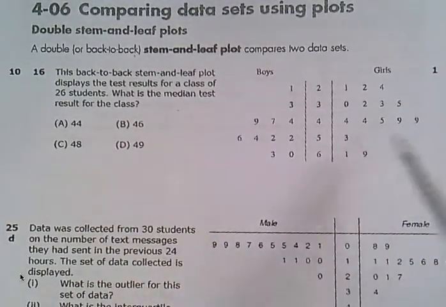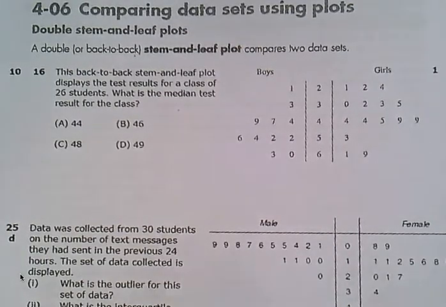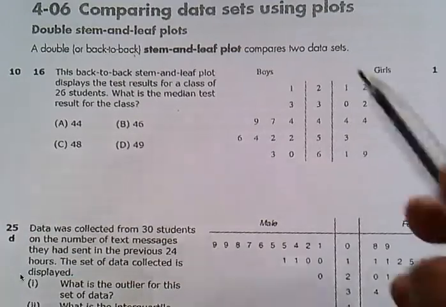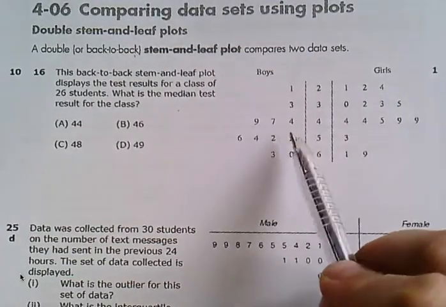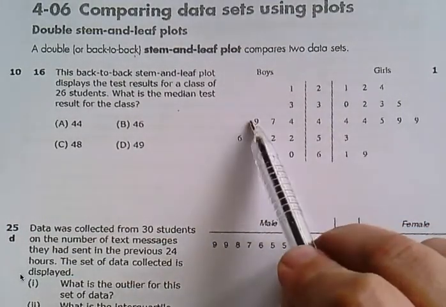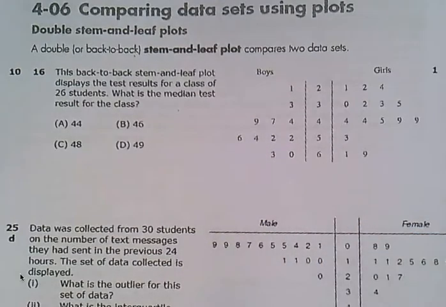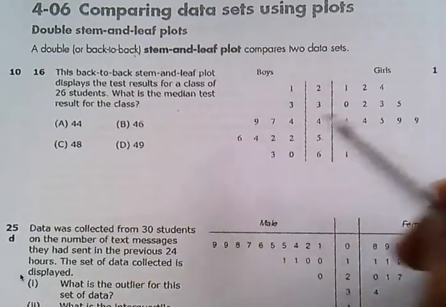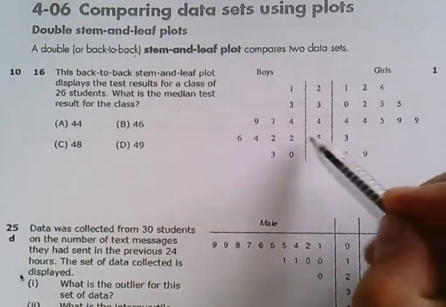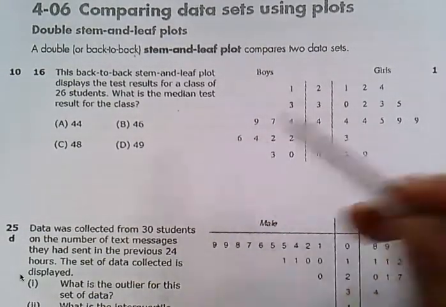This back-to-back stem and leaf plot displays the test results. So the difference between year 11 and 12 is that you'll have back-to-back stem and leaf plots. So if you look here, notice this is 44, 47, 49. The numbers have to be written backwards on the left-hand side because you've always got the smallest number near the stem. So this is 52, 52, 54, 56.